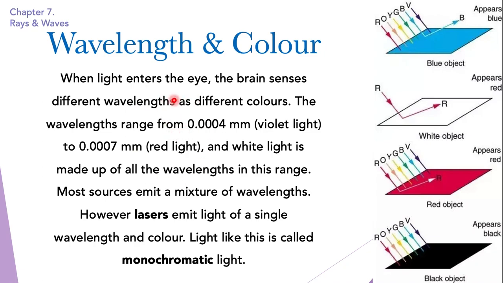So this was all about wavelength and color. I hope you have understood it, and it's very simple to understand as well. So it means that light enters the eye and the brain senses different wavelengths as different colors. So yes, colors are made up of different wavelengths, 0.007 millimeters as red light, 0.0004 millimeters as violet light, and the wavelengths in between both of these are other colors. We're going to learn more about colors and light in the electromagnetic topic of this chapter. But for now, we're going to move ahead onto understanding the laws of reflection.